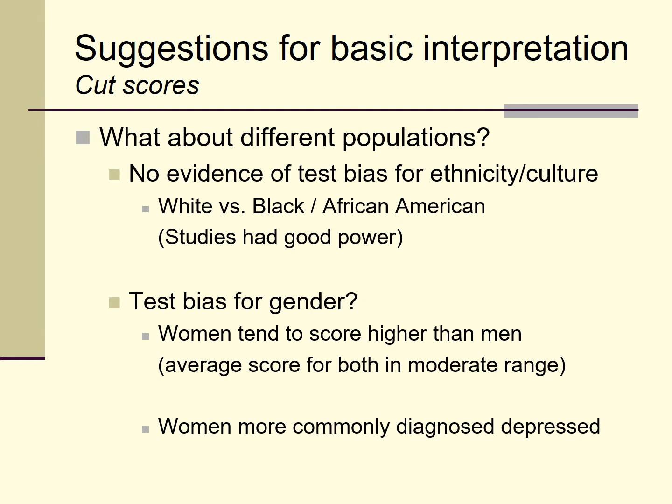What about gender bias? Well, women tend to score higher on this test than men do. The average score for both men and women tends to fall in the moderate range if we're looking at psychiatric populations or outpatient clinic populations. Women tend to score higher. Does that mean the test gives us biased interpretations about women's level of depression? Maybe, but then again, women tend to be more commonly diagnosed with depression than men do.